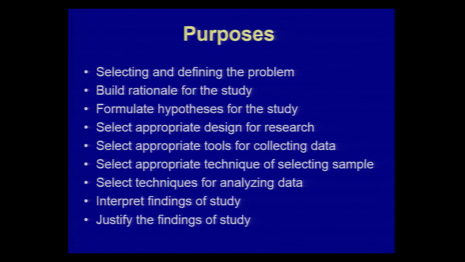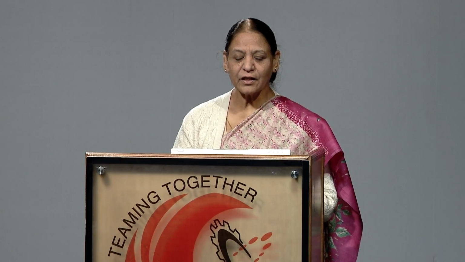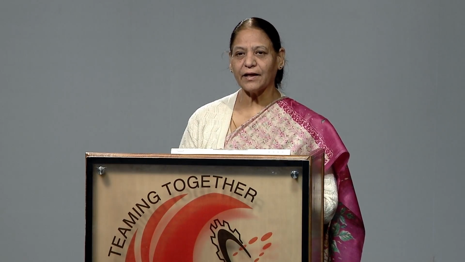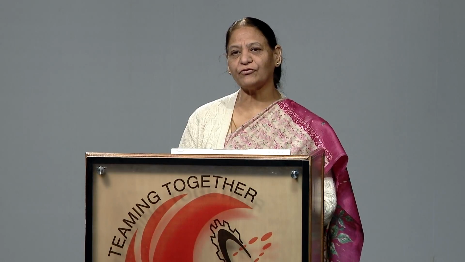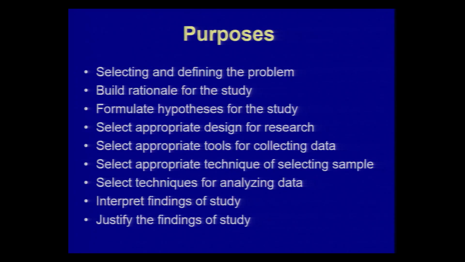Another purpose served by review of related literature is it provides you background for the building up rationale for the study. So you can dwell on the rationale and highlight the importance or significance of taking up the research study. Another purpose served is that on the basis of the review of related literature, the researcher can formulate hypotheses. When I say formulate hypothesis, it means that you will have an educated guess regarding the solution to the problem.